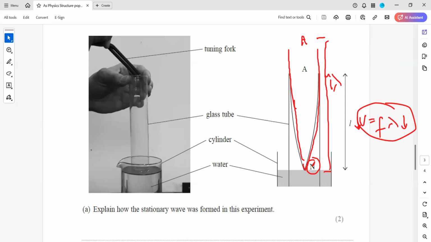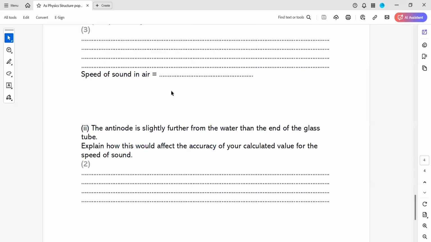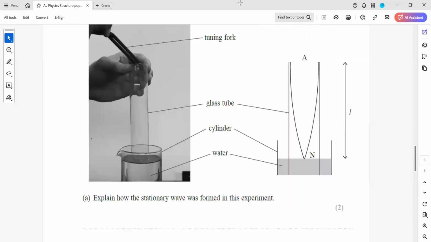But in practice, what happens if the distance between the node and antinode is greater? The value of the wavelength will be higher, and if the wavelength is higher, the speed of sound will be greater. So how do you relate the points? As mentioned here, the antinode is slightly further from the water. This is what we assume is happening, but in practice the antinode might be formed here.